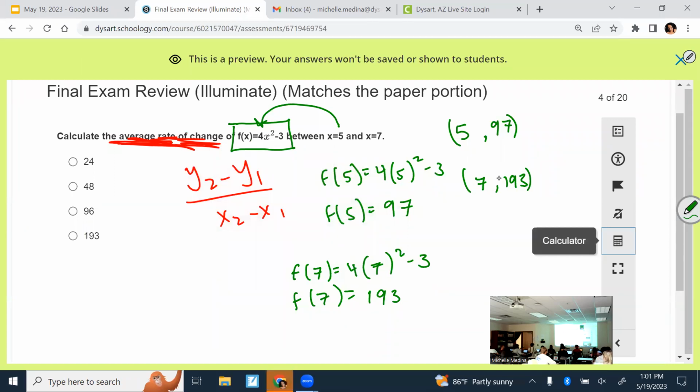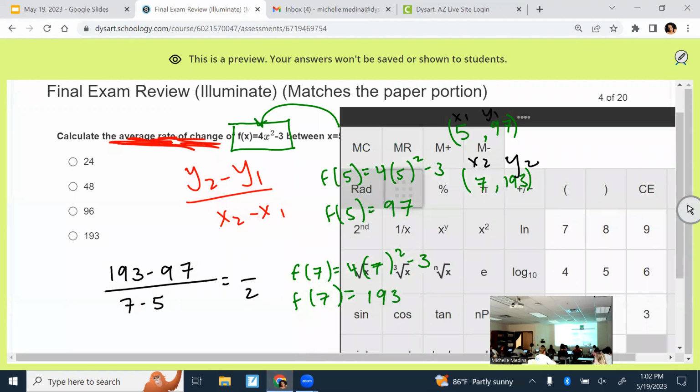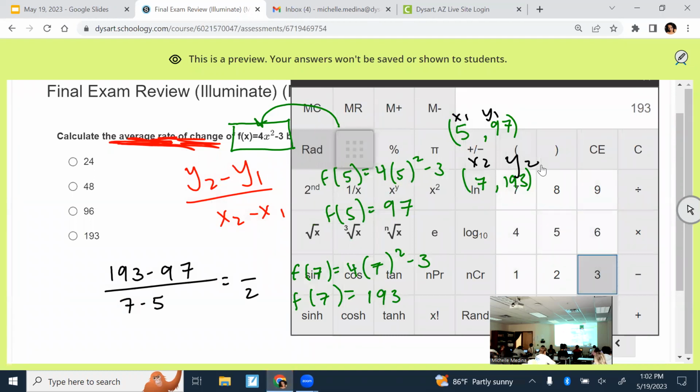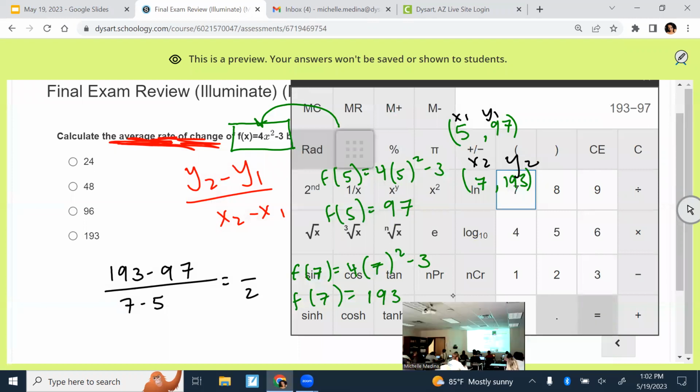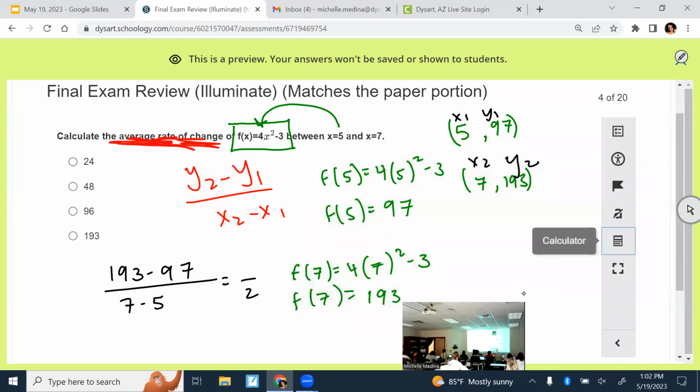I memorized it. So now that you have coordinates, you could just label them x1, y1. The other is x2, y2, and then you plug it in. So the way that I have it, I have 193 minus 97 on top and 7 minus 5 on the bottom. I know 7 minus 5 is 2. The other one, I need a calculator. So 193 minus 97 is 96. And then 96 divided by 2 is what?